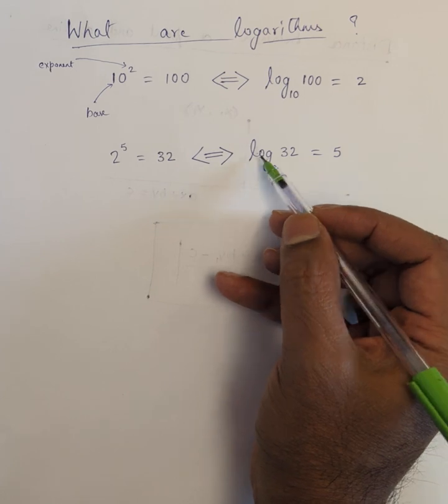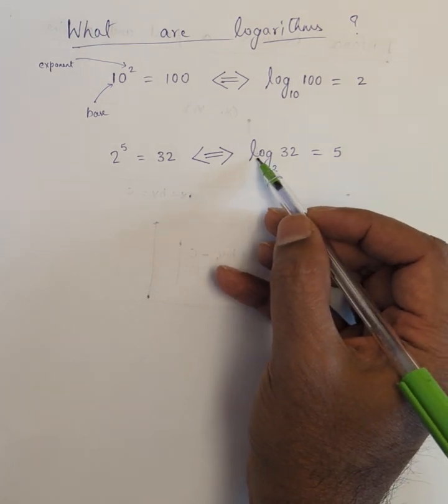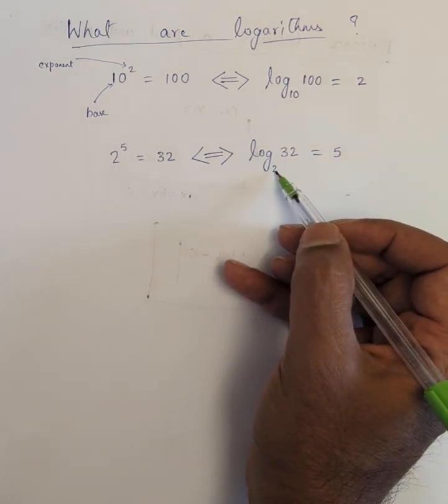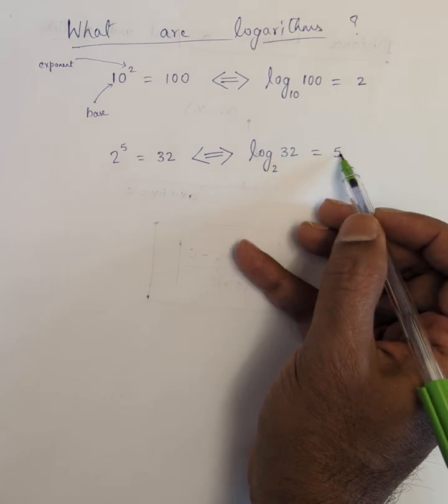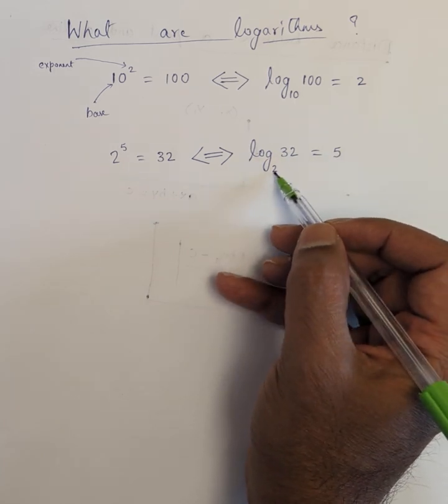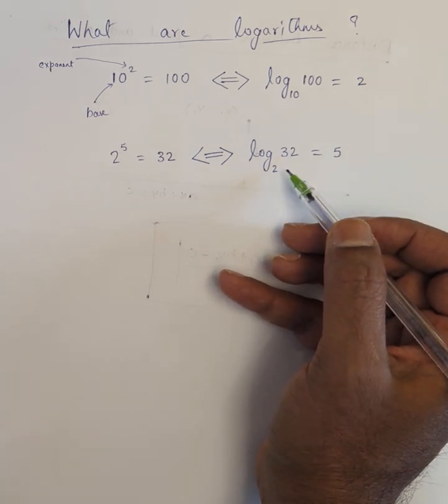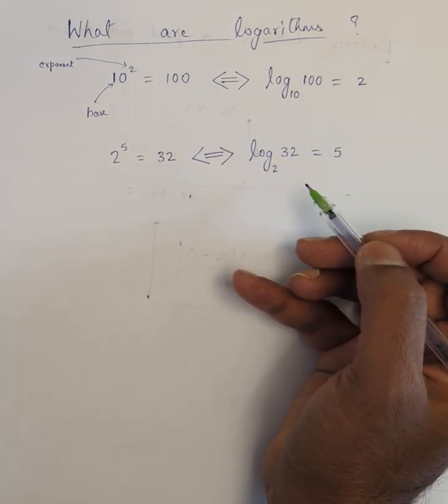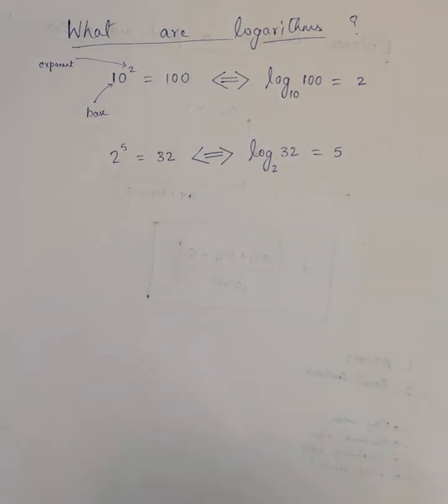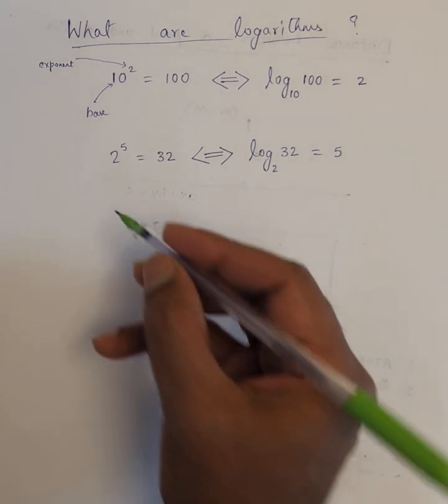So this is how I want to think. Logarithm to some specific base of a number is that exponent to which the base should be raised to get 32. So it's working in the opposite direction as the exponent. The answer to a logarithm problem is going to be an exponent.